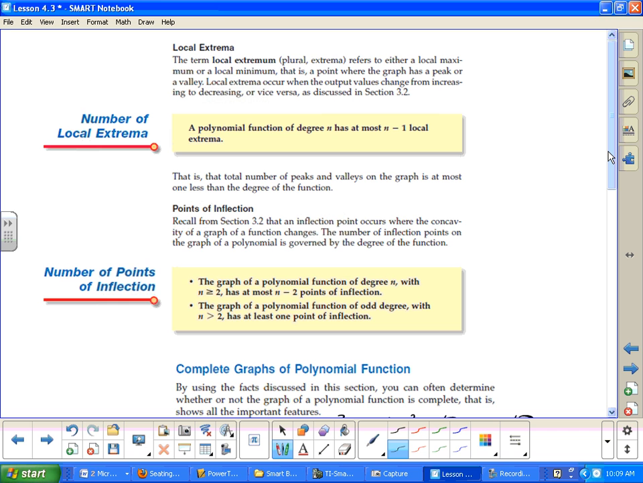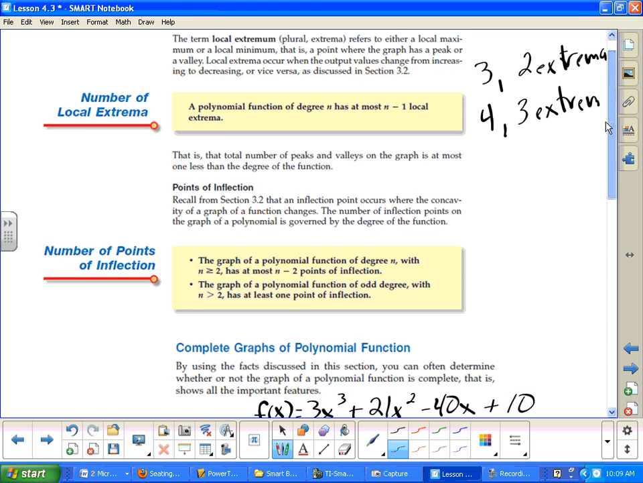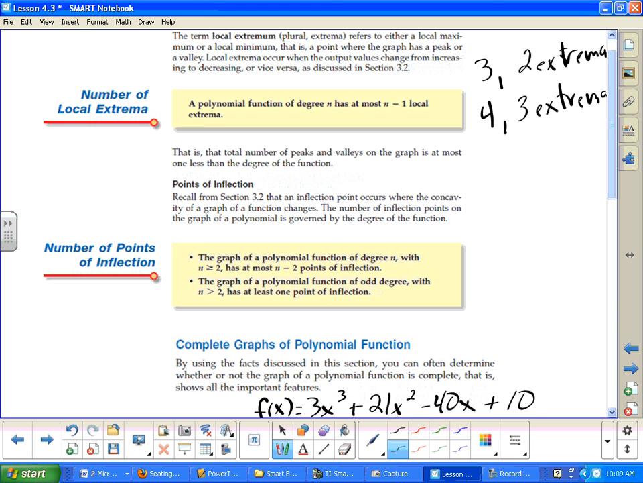Okay. Number of local extrema, in other words, max and mins. A polynomial function of degree n has at most n minus 1 local extrema. So if it's degree 3, then it could have 2 extrema. If the degree is 4, then it could have 3 extrema. Okay? In other words, 3 max and mins total, not 3 maxes and 3 mins, but 3 of them total.